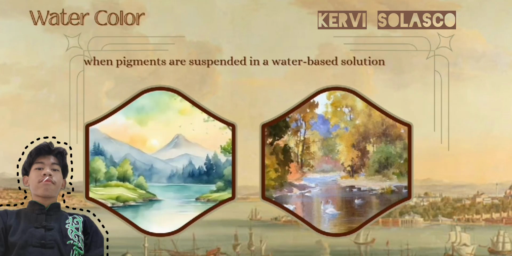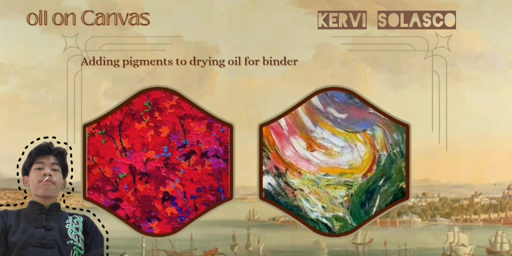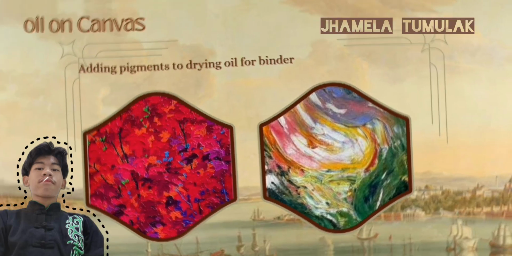Watercolor, when pigments are suspended in a water-based solution. This medium is known for its transparency and soft color transition. Oil on canvas, adding pigments to drying oil as a binder. Oil paint dries slowly, allowing artists to blend colors and build rich layers.